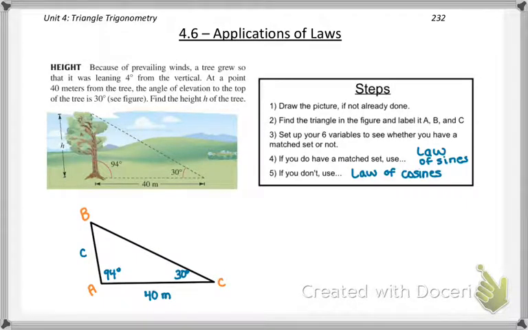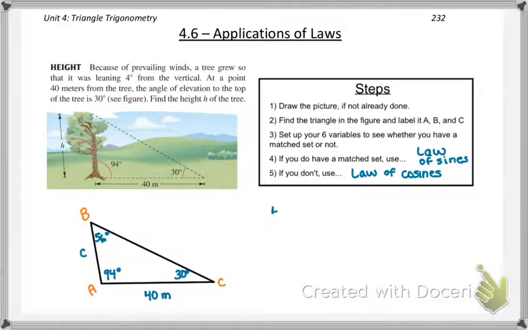And if I look at the diagram, it doesn't look like I have a match set. However, because I know 2 angles in this triangle, and I know that the sum of the interior angles of a triangle add up to 180, I can do 180 minus 94 minus 30 degrees to figure out the measure of angle B, which comes out to be 56 degrees. And now we have a match set. And so now I can set up my law of sines equation using my match set.